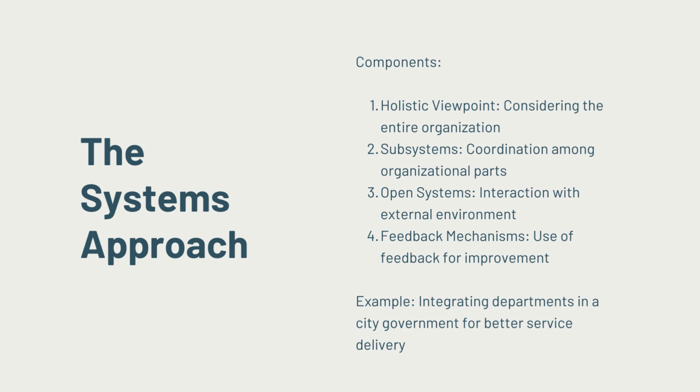Another key component is subsystems, and an organization is seen as composed of various parts or subsystems, such as departments, teams, or even processes. And all these subsystems must work together to achieve the organization's goals. So, example, in a hospital, subsystems might include medical departments, administrative services, and patient support services. The systems approach would ensure that these subsystems are well coordinated to provide high quality patient care.